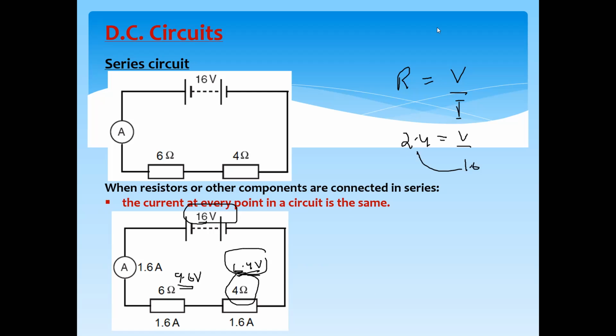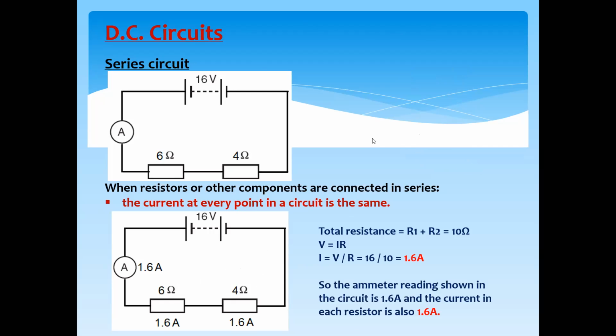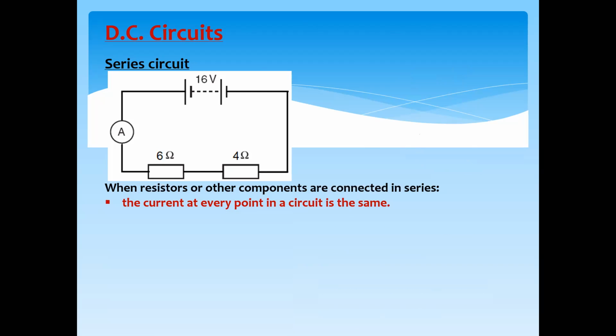So in series circuits, when components are connected in series, they will have the same current throughout, but they will have different voltage. And how can I find the total? For example, if a question is to calculate the total current, I need the total current. This formula, R equals V over I.